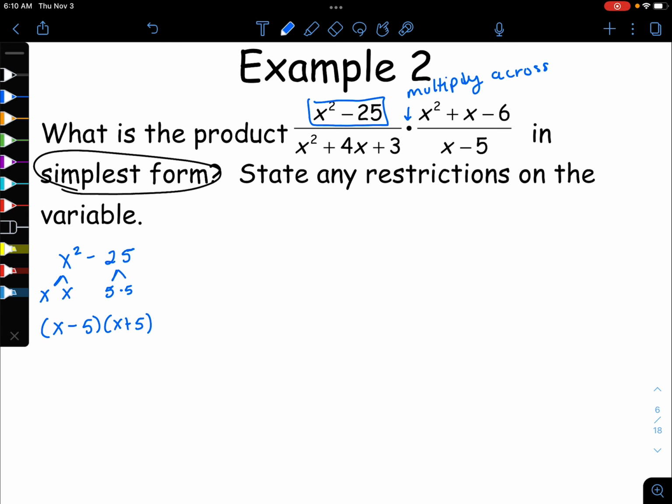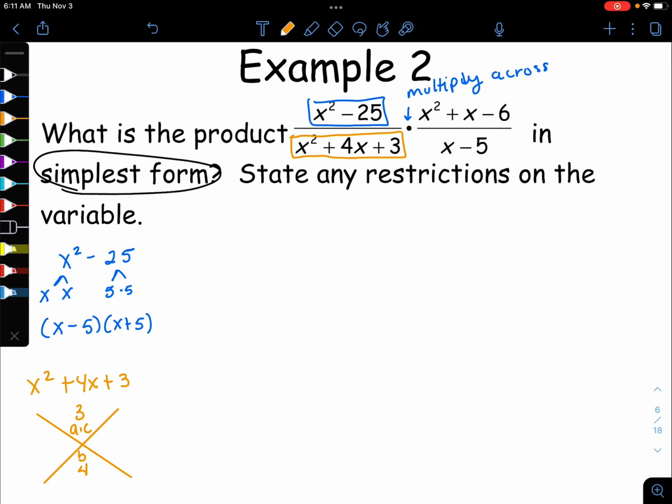So then we get x squared minus 25. Let's not do that yet. Okay. So that's the factor for blue. Now let's do this one. X squared plus 4x plus 3. If we do this, a times c is 3, b is 4.